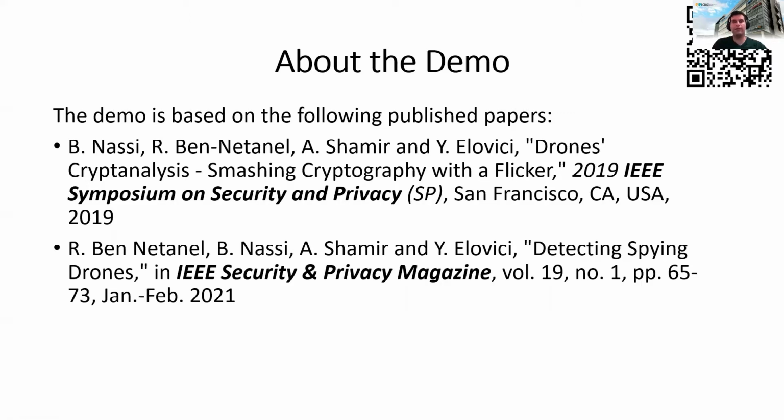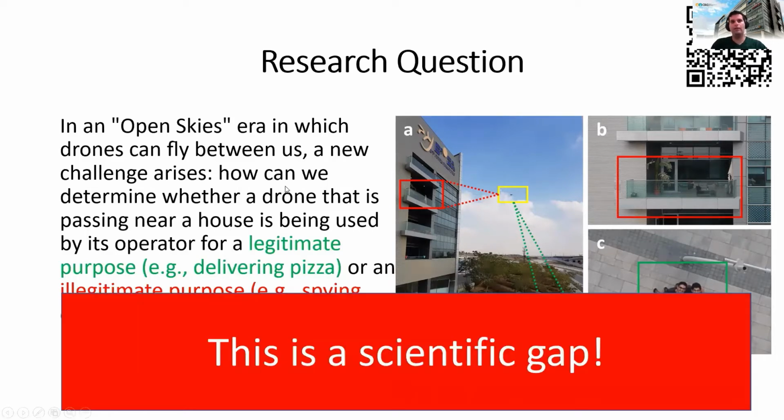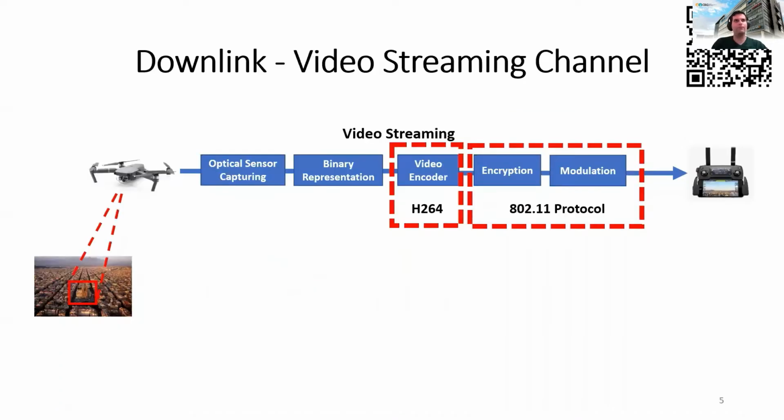magazine last month. So the research question that we ask ourselves is, in an open skies era in which drones can fly between us, how can we determine whether a drone that is passing near a house is being used by its operator for a legitimate purpose, for example, delivering pizza, or an illegitimate purpose, for example, spying on an organization? And this is a scientific gap. However, I'm about to show you that we are able to resolve it.